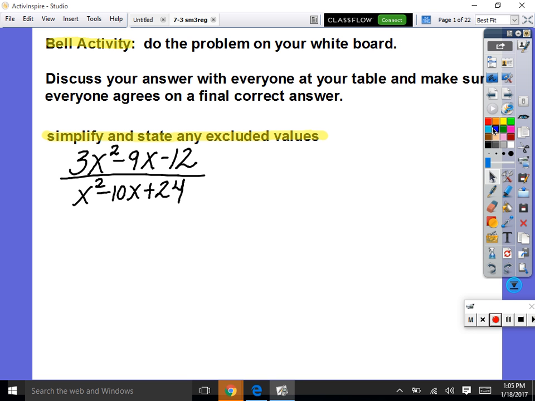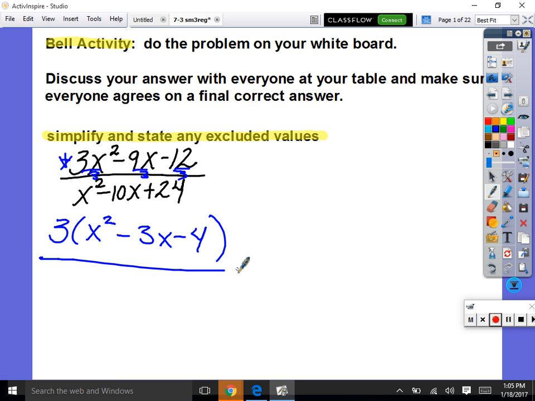The first step is to do what to it? Factor it. So we factor out the top. And what did you do first when you factored out the top? Talk me through this. Pulled out a 3, divide by 3, divide by 3, divide by 3. What was left? Okay, thank you. And then does that factor further? It's a quadratic. Does it factor further?